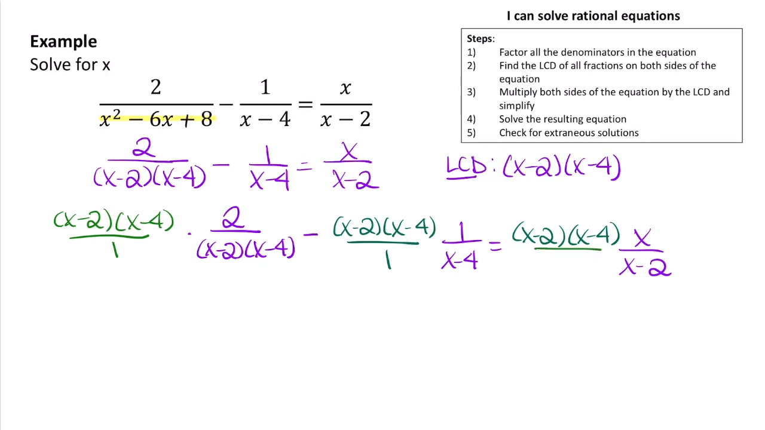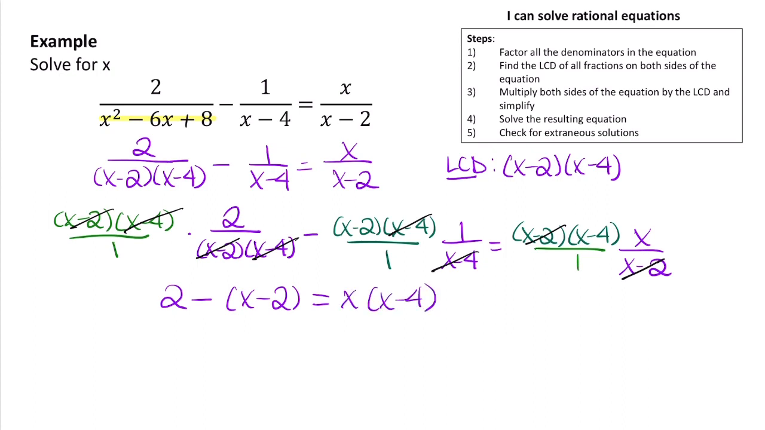So what we're going to do now is we're going to cancel common factors, okay? So we cancel common factors and we cancel x minus 2, x minus 2. We cancel x minus 4, x minus 4. And so we have 2 minus, and then here what's going to cancel is the x minus 4. And so then we have x minus 2. And then that's equal to, on the right side, the x minus 2 and x minus 2 cancel. And then we have x times x minus 4.